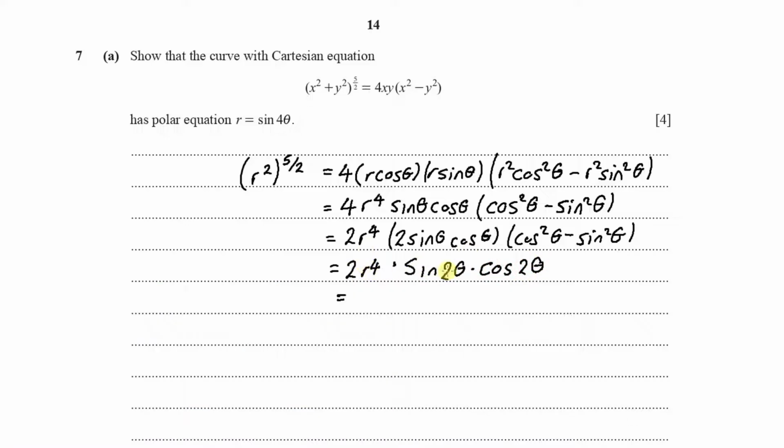But again, we can still apply the double angle formula for 2 sine 2 theta cos 2 theta and it is going to give us sine 4 theta. So we now have it like this. So all this is equal to r squared to the power of 5 over 2. And multiplying the powers, this gives us r to the power of 5 throughout. So if we divide both sides by r to the power of 4, then it means r comes out as sine 4 theta. And that's what we get right here, hence shown.